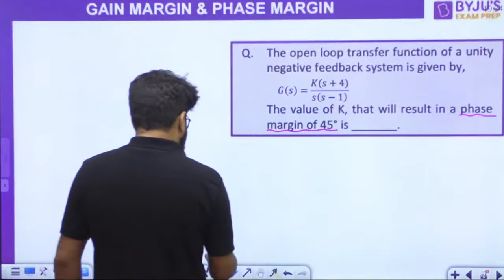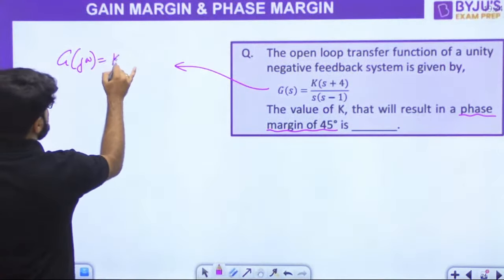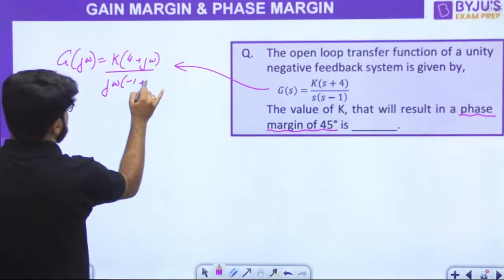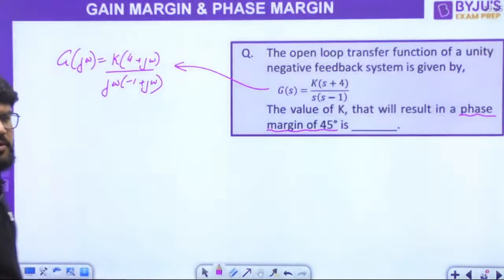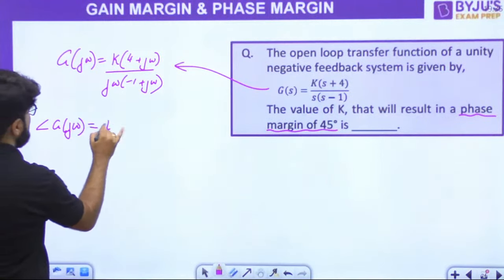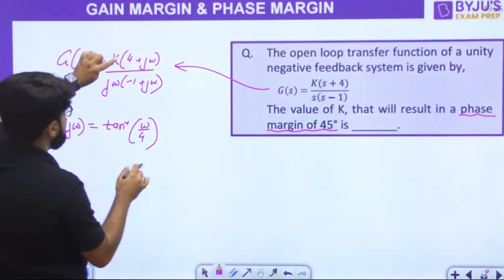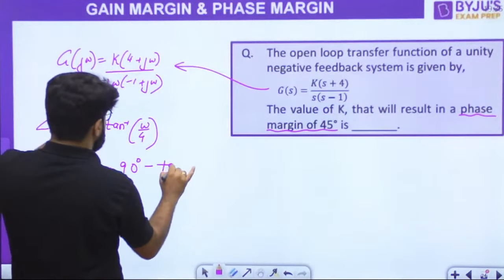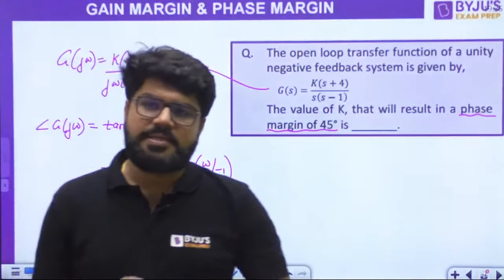First of all, let us write down G(jω) = K(4 + jω) divided by jω(−1 + jω). And I need the angle expression. Good evening, Shabna. What is the angle of G(jω)? It will become tan inverse ω/4 for the numerator, and for the denominator minus 90 degree, then minus tan inverse ω upon minus 1, that is tan inverse y by minus x.